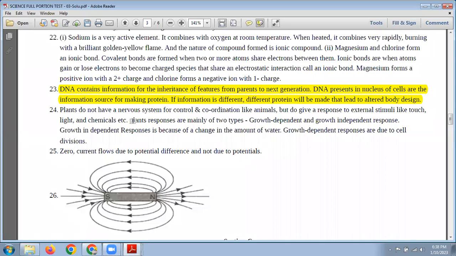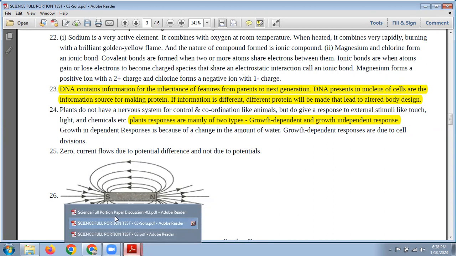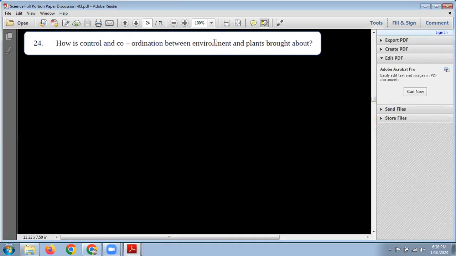And then you can see the plant responses are of two types: growth dependent and growth independent responses. And basically the different kinds of tropisms. If you have mentioned different kinds of tropism also, like movement towards water, movement towards the gravitational force, root movement, shoot movement, positive geotropism, hydrotropism, chemotropism, that is fine. So control and coordination between plant and environment is through chemical signal transduction and tropisms: geotropism, phototropism, hydrotropism, chemotropism. These are all the different processes. Okay, fine, good.